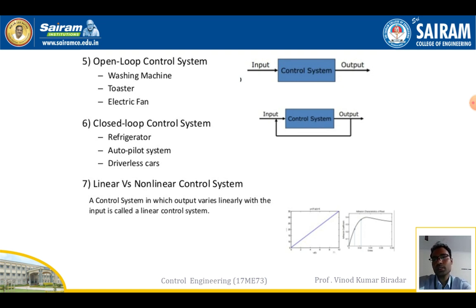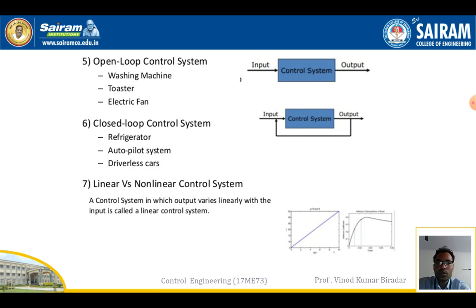For your syllabus, these are the two main important questions which may appear continuously in the VTU examination, from model 1 onwards. An open loop control system is one where the system is open. In a closed loop control system, a feedback element is used, which is the main difference. Open loop examples are washing machine, toaster, and electric fan, which work automatically based on a set time. Closed loop examples are refrigerator, autopilot system, and driverless car. I have shown some of these in your block diagram also.